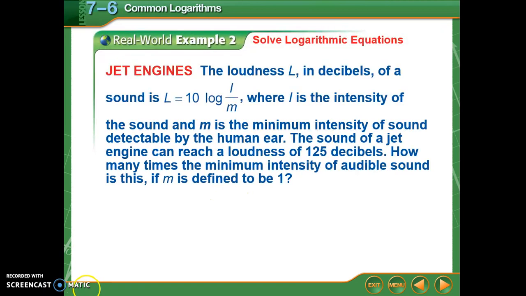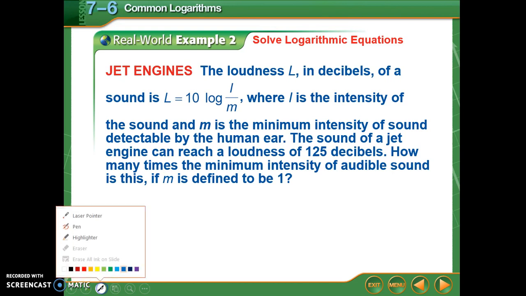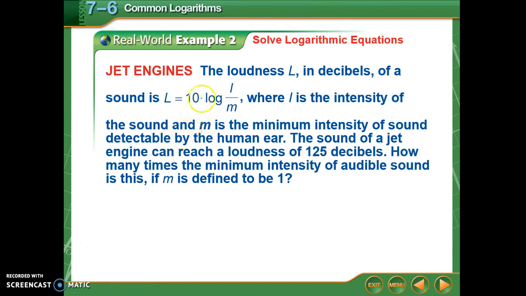All right, so let's take a look at this example that has to do with jet engines. It says that I have an equation here that gives me the loudness of a sound, 10 times the logarithm of I over M. That's an I, not a 1. Where I is the intensity of the sound. M is the minimum intensity of a sound detectable by the human ear.